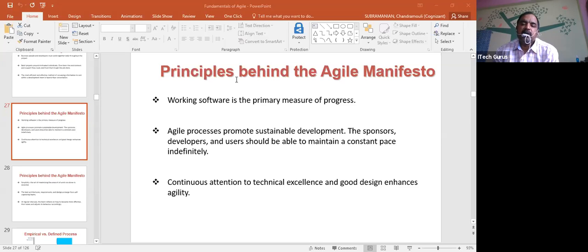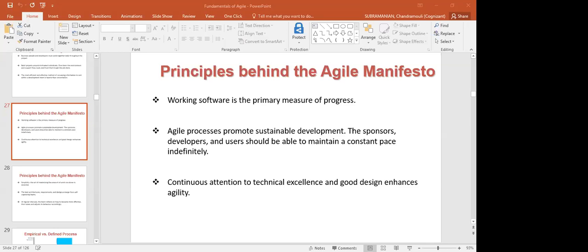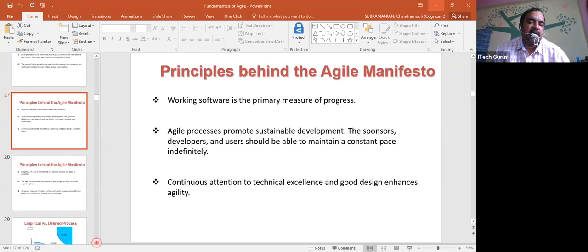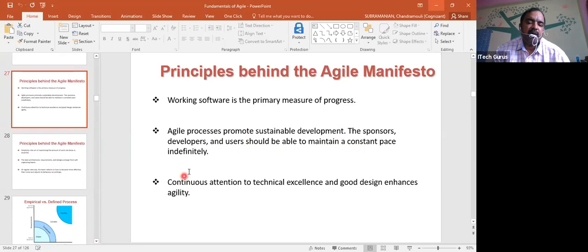And next one is Agile processes promote sustainable development. The sponsors, developers, and end users should be able to maintain a constant pace. This is very important. As I told you, when you are driving a car, you need to maintain a constant speed. And one more thing, continuous attention is given to technical excellence. If you remember the quality product we discussed, the definition of Agile also, continuous importance is given to technical excellence.